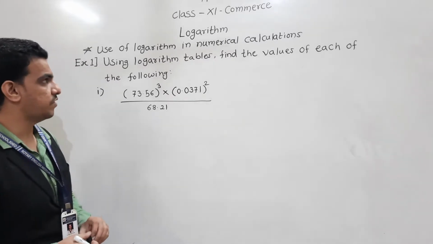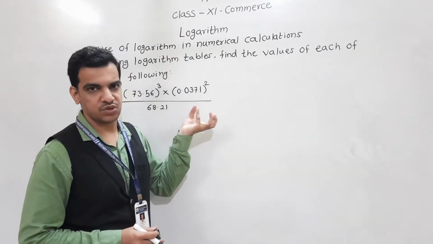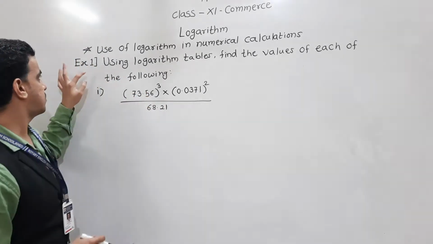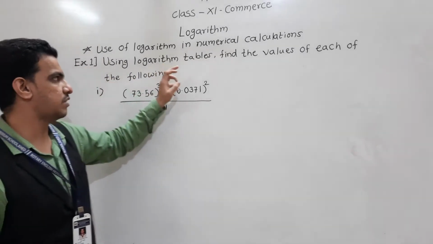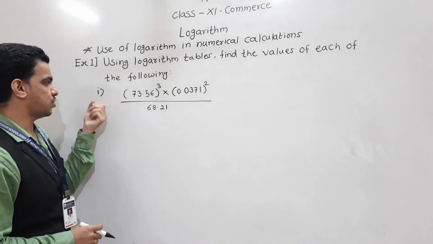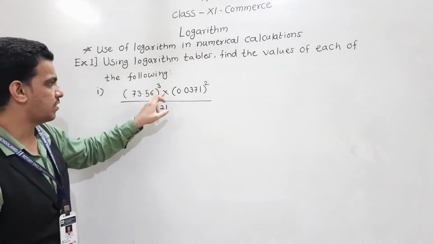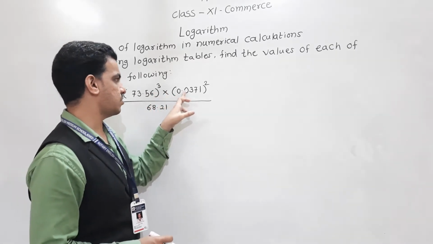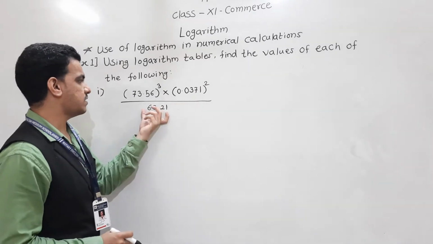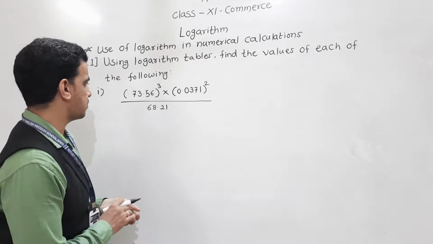Hello students, today we are going to solve examples or numerical calculations with the help of log table. So first one is using logarithm tables, find the values of each of the following. In that first sub question is 73.56 raised to 3 multiplied by 0.0371 bracket square divided by 68.21. So by using log we have to solve this.